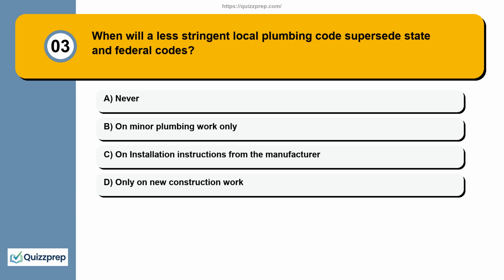Question 3. When will a less stringent local plumbing code supersede state and federal codes? Never. On minor plumbing work only. On installation instructions from the manufacturer. Only on new construction work.